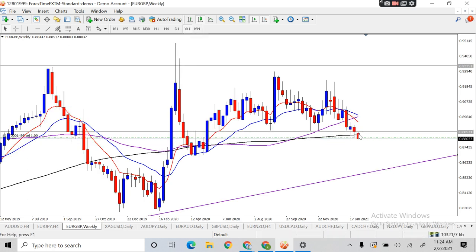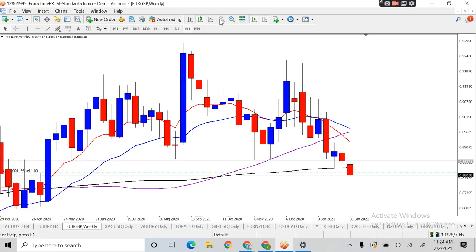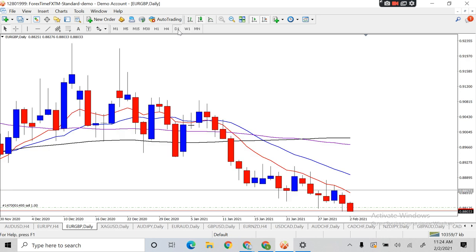On the weekly, you find out that this week the pair is going below the 200 moving average, though the week just started. This is Tuesday. Also looking at the moving average lines, the 10 just crossed the 50 moving average and the 20 is about to cross the 50 moving average for a sell in this pair.